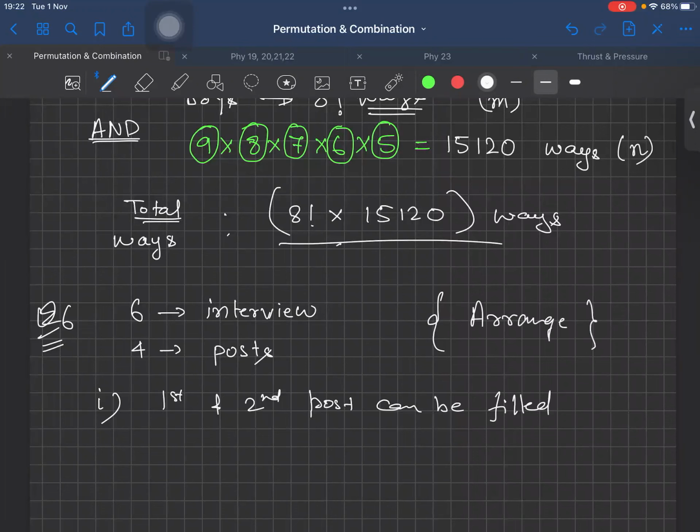Okay, so I'll repeat the question one more time. 6 candidates are called for interview to fill 4 posts in an office, assuming each candidate is fit for each post. Determine the number of ways in which the first and second post can be filled. It's a really simple problem, right? We have done it.